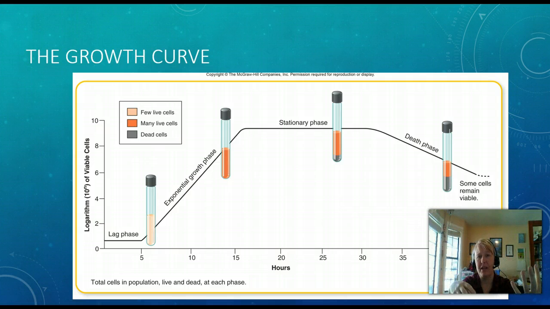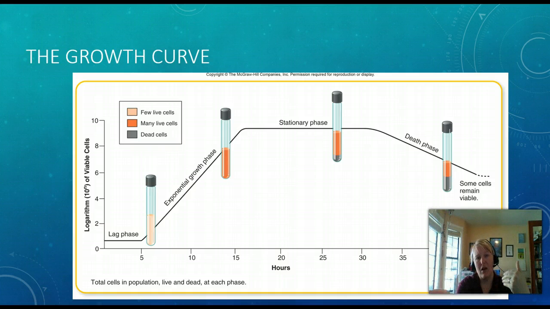We then reach the stationary phase. This is where nutrients are starting to run out and waste products are starting to build. It's kind of like in a big city, right? There's not tons of space. And so what happens is some of the microbes are going to begin dying, and they're going to die at the rate the new cells are being made. And so that's why it flattens out. And this is your stationary phase.